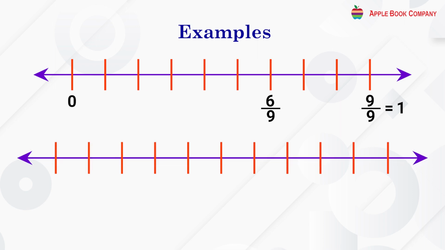In this number line below, the space between 0 and 1 is divided into 5 equal parts. The 3rd point is shown from 0. It shows 3 by 5. The 9th point from 0 shows 9 by 5. It can also be written as 1 4 by 5.